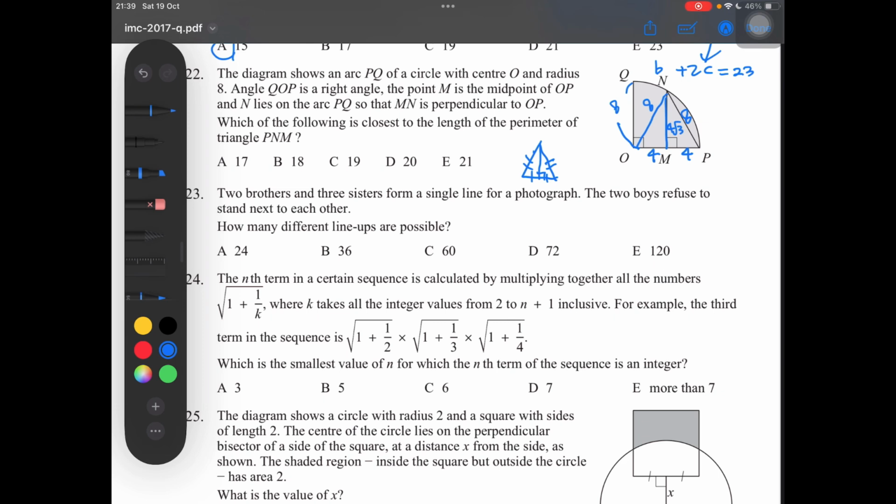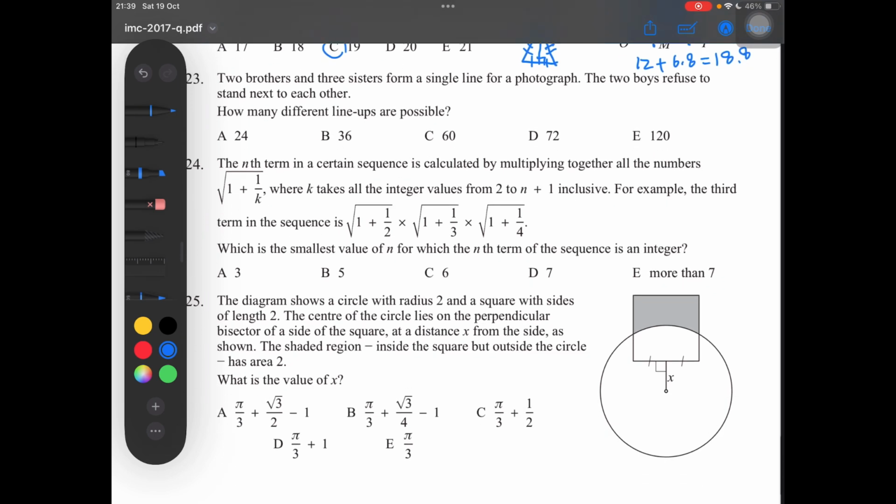So when we add them together, square root 3 is like 1.7. So now when we add them together, 12 plus 4 square root 3, 6.8. So 18.8, which is like 19.